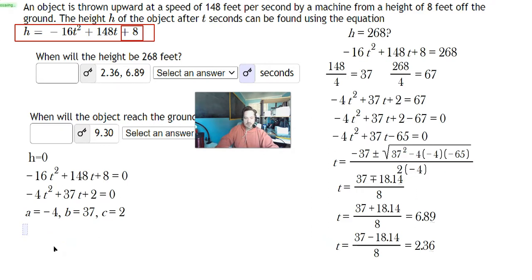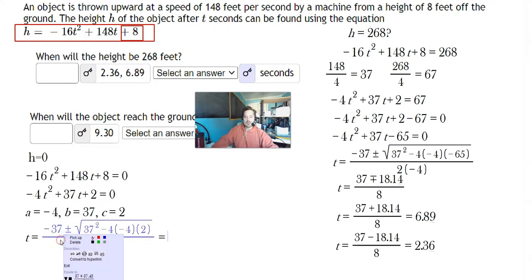So I'm going to have the following then. t will be equal to negative b, so that's negative 37 plus or minus the square root of 37 squared minus 4 times a, which is negative 4, times the value of c, which is 2. And you're going to divide that by 2 times the value of a, which is negative 4. As before, this is calculator work. It's going to get messy, so do it on your calculator. In my case, my calculator gives me 37 plus or minus 37.43 divided by 8.